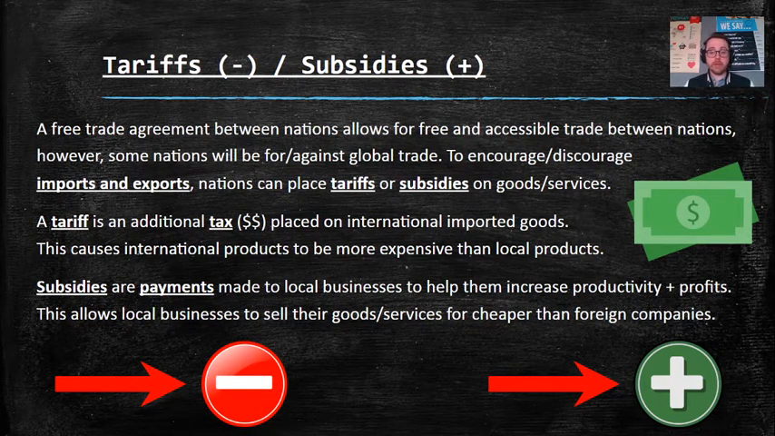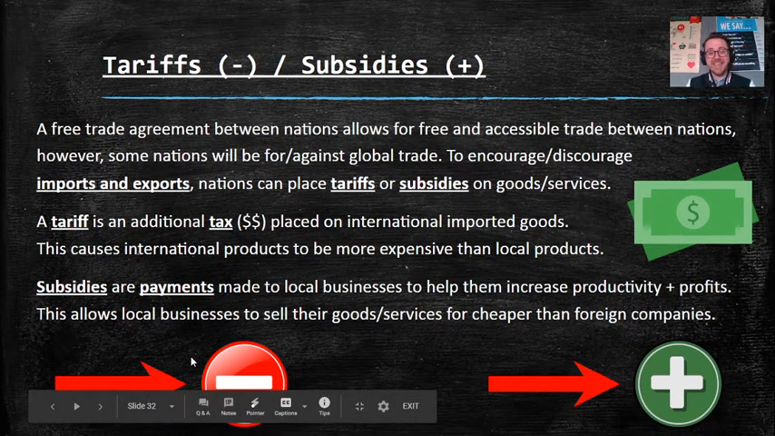So if the Prime Minister of Australia, again, sees that the Australian farmers are struggling, he says, okay, I'm going to give an extra payment, some additional money, a little reward to these local businesses that will help them sell their stuff for cheaper than the international stuff. So these are two things you can do either to discourage international trade, to punish those big international companies, or two things you can do to help your local businesses, your homegrown businesses. So you can either place a tariff or a tax on something, so that's kind of the negative, or you can do a subsidy. A subsidy is a positive.